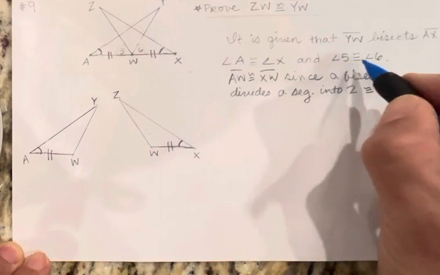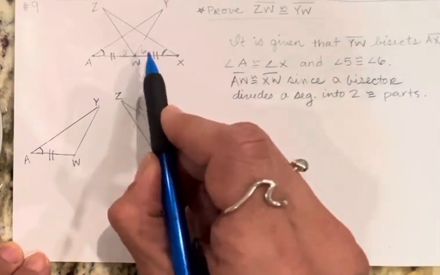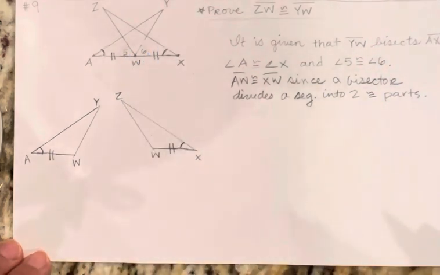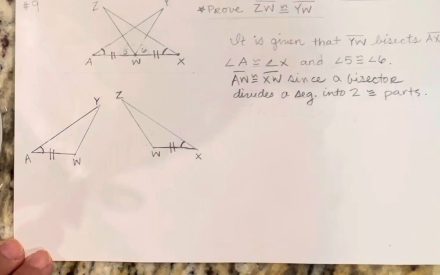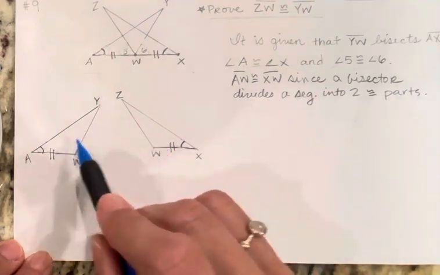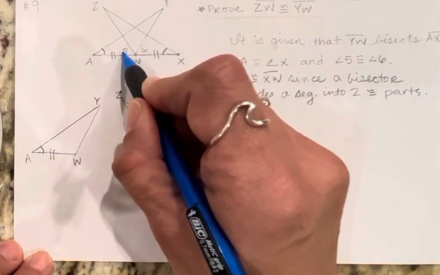They also gave me angle 5 and 6 are congruent. So I'm going to have to use this somehow in my proof. And it's kind of the reason why they gave it to me, because I'm going to need it to prove these two triangles congruent. So I think what I'm going to do is take a look at angle 5 here.